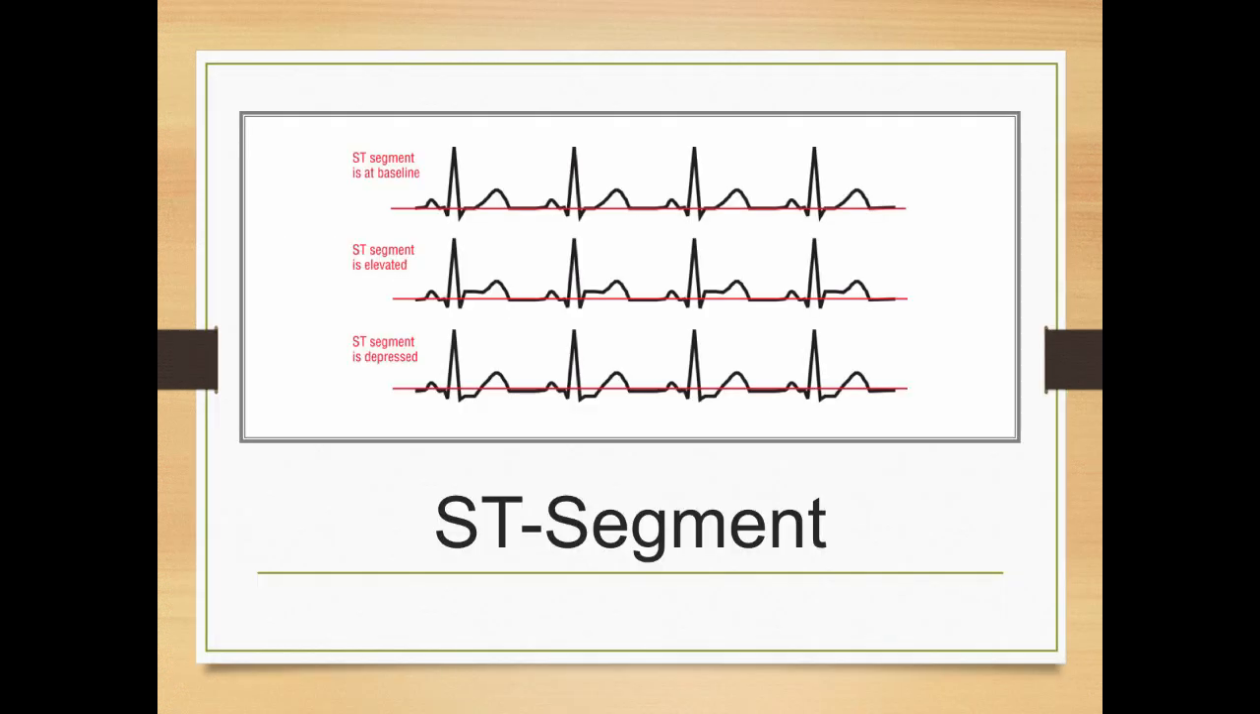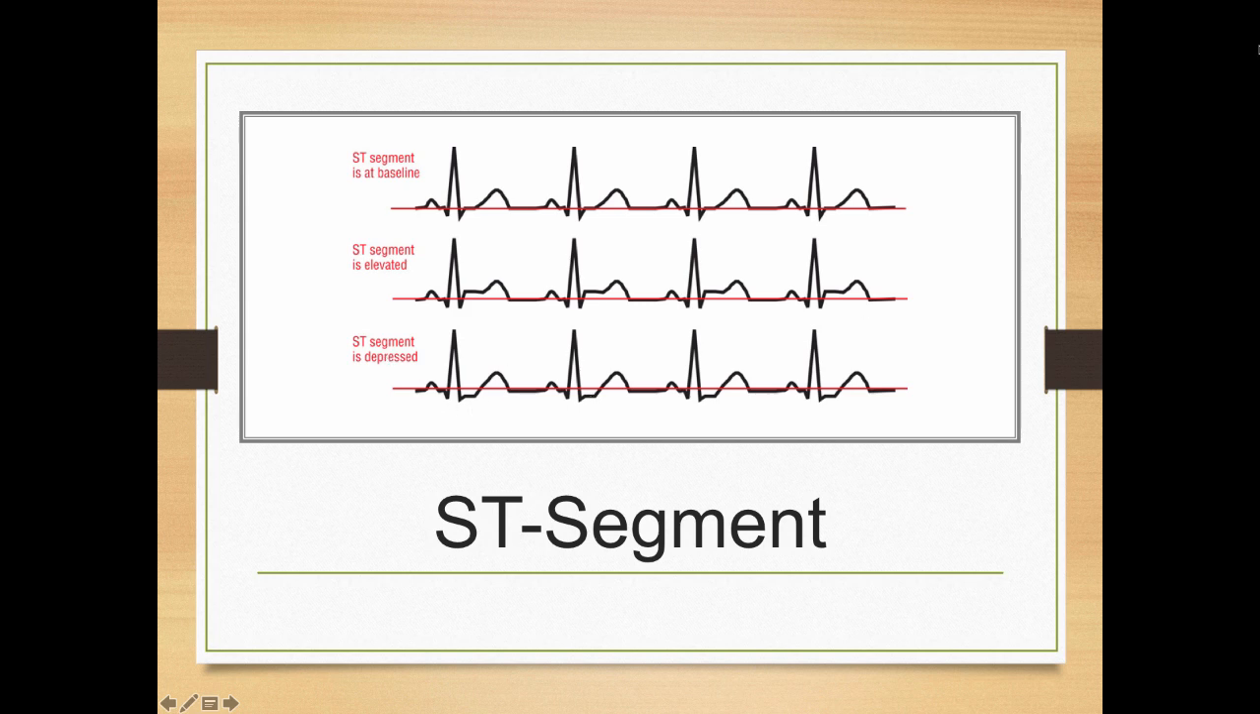Next, we're going to take that J point and that ST segment, and we are going to compare it to baseline. It should be at baseline. The QRS complex should come back to baseline, and your ST segment should be at baseline. If it's anything above baseline, we're going to say it's elevated. If it's below baseline, we're going to say it's depressed.